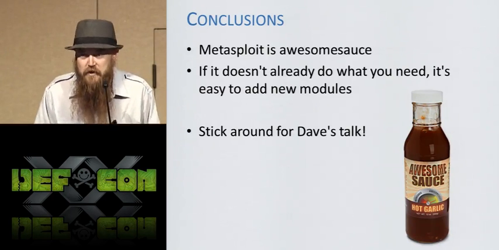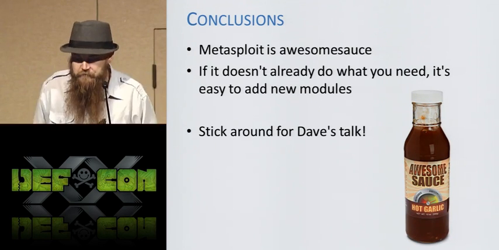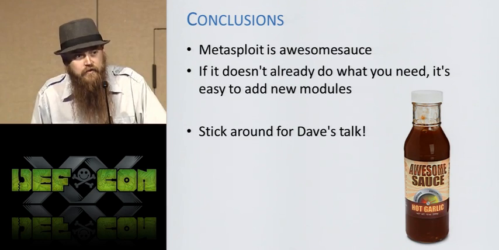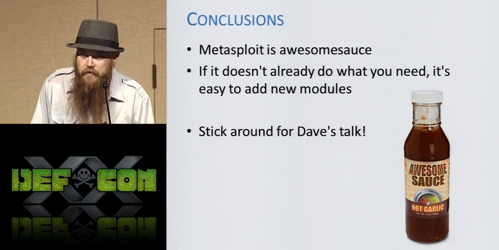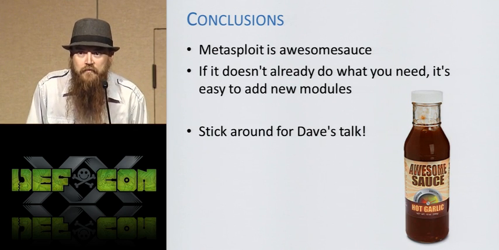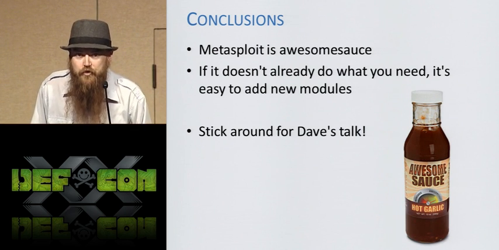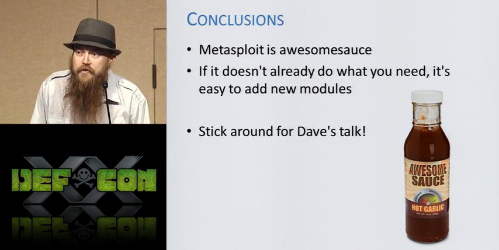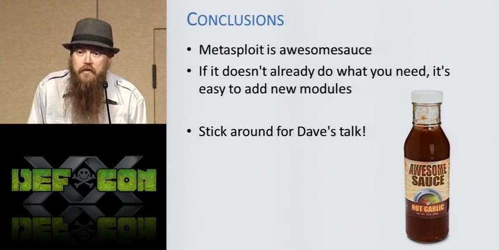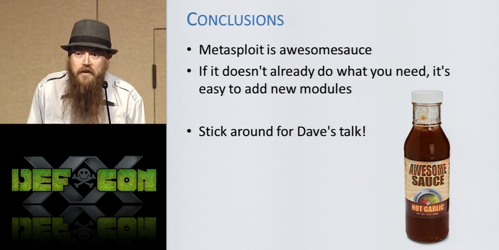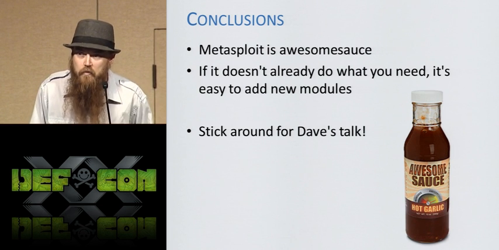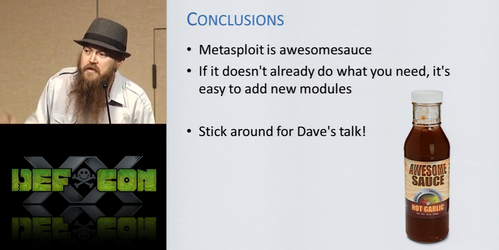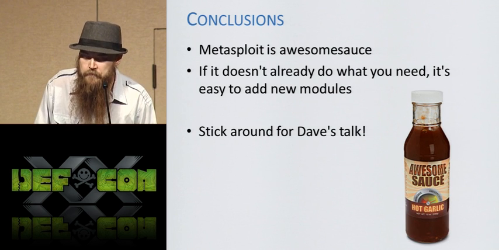So Metasploit is awesome sauce. And if it doesn't already do something that you need, it's relatively easy to add your own stuff. The module structure is simple. The amount of Ruby necessary to learn how to write new modules is minuscule. If you've written any other scripting language, you can learn the Ruby necessary to write a module in an afternoon. So if you're interested in more post-exploitation awesome sauce, stick around for Dave Maloney's talk. He's coming up next.